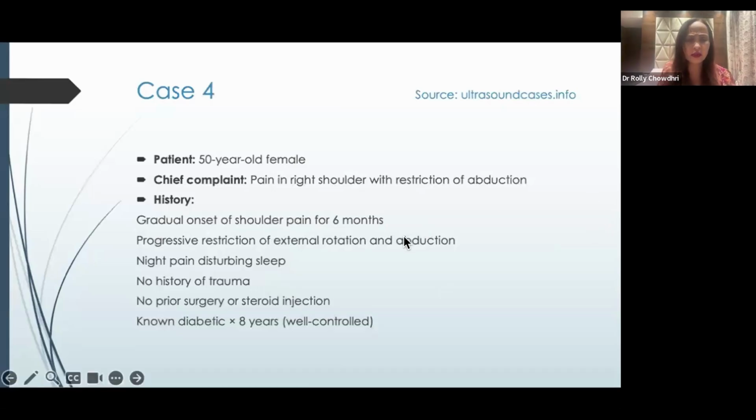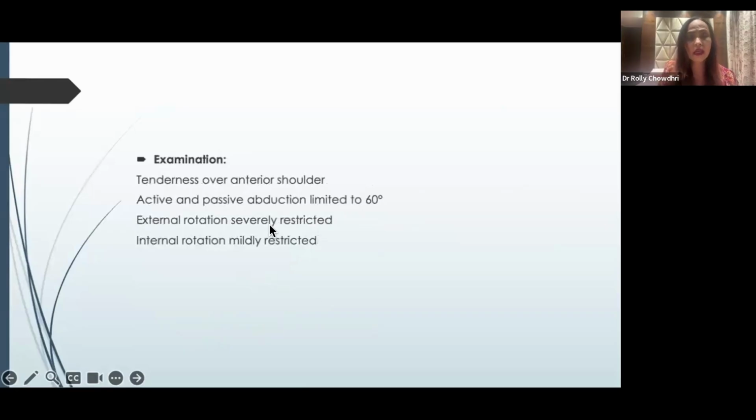The next case was a 50-year-old female. Again, progressive restriction of movements. No history, but she was diabetic for 8 years. And if we ask where the patient exhibits maximum pain, it is over the shoulder and on the anterior aspect of the shoulder till the insertion of the biceps tendon on the anterior aspect of the arm. That is the classical site of pain they will point to. And then active and passive abduction is also restricted.